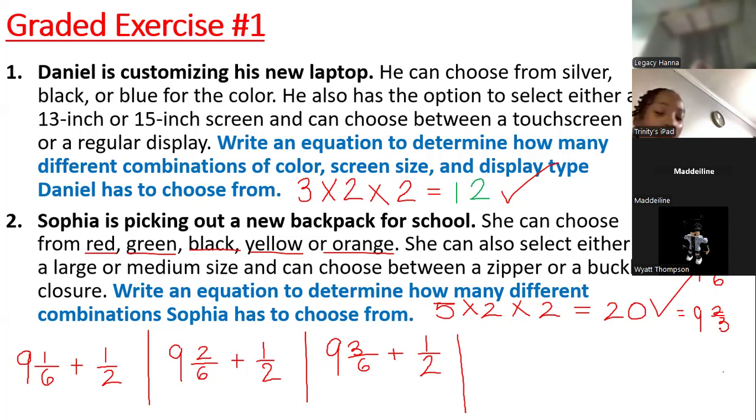I got 9 and 4 over 6. Okay, but you have to simplify. I did simplify it. And what did you get when you simplified it? 9 and 2 over 3. Very good. 9 and 2 over 3. Anyone else got 9 and 2 over 3 for the answer? I did. Okay. All right. Good. Let's do the next one.